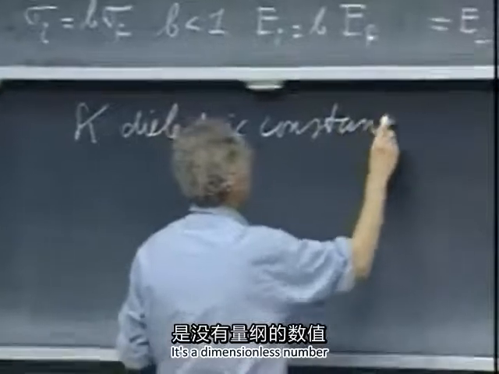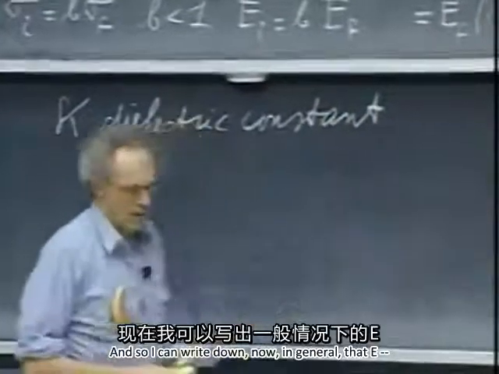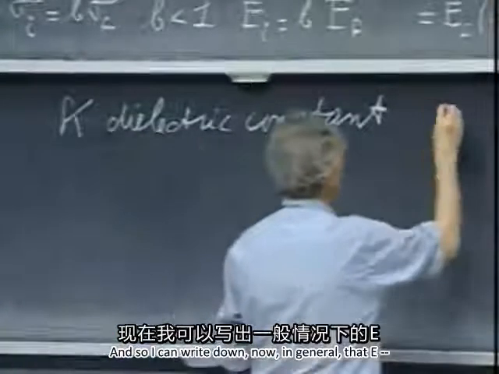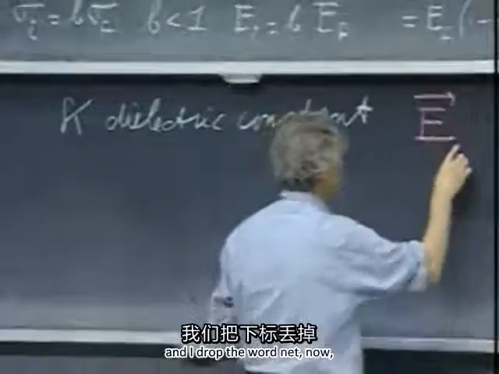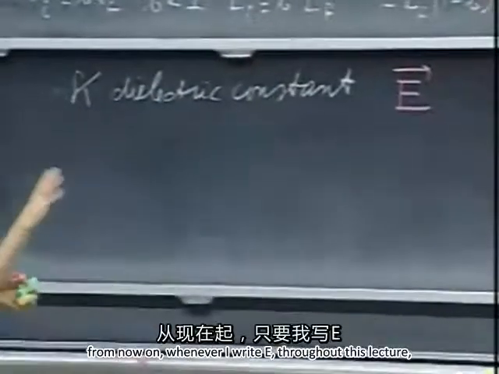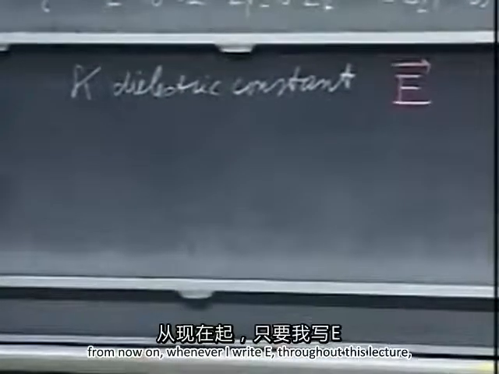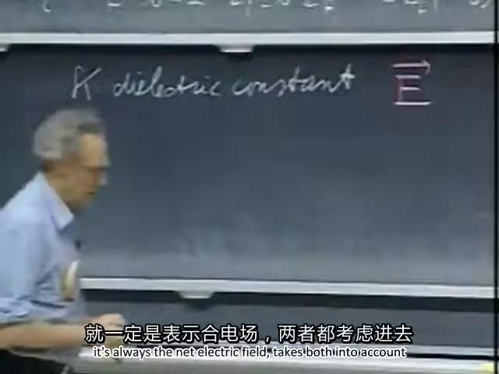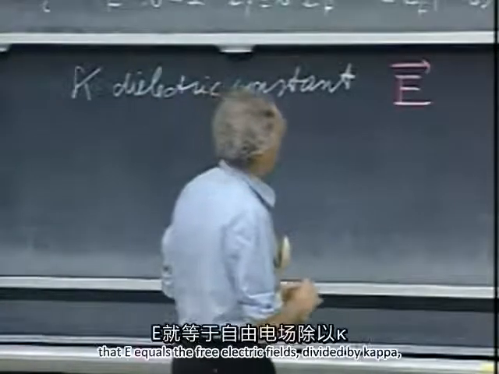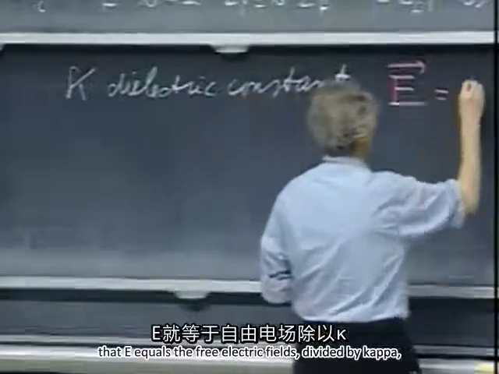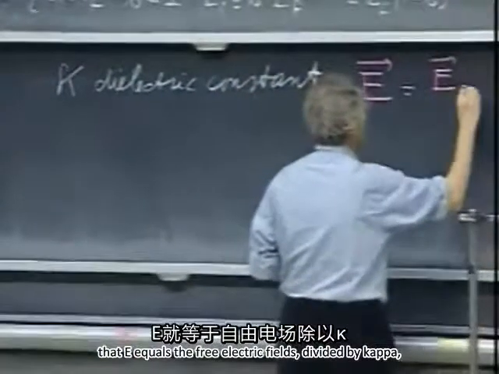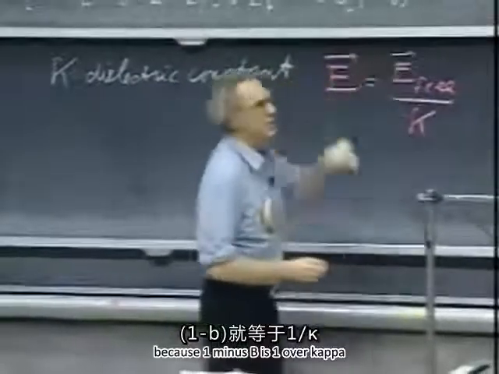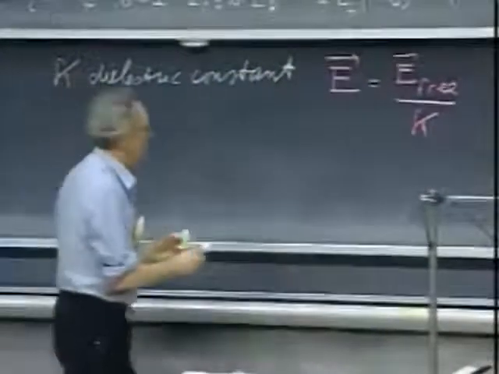It's a dimensionless number. And so I can write down now, in general, that E, and I drop the word net now. From now on, whenever I write E, throughout this lecture, it's always the net electric field. It takes both into account. So you can write down now that E equals the free electric field divided by kappa, because 1 minus B is 1 over kappa.